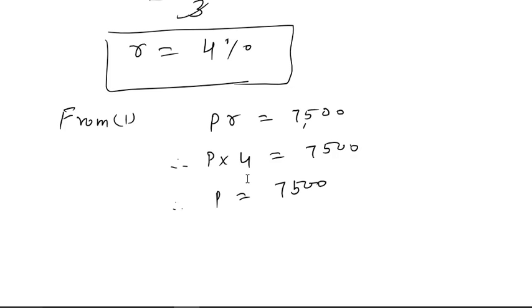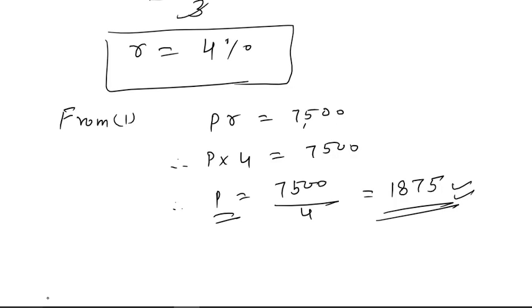7500 divided by 4: 4 1s are 4, 3 3 5 remains, 4 8s are 32, 3 30, 4 7s are 28, 4 5s are 20. So 1875 is your principal. So we have got the value of R as well as the value of P.